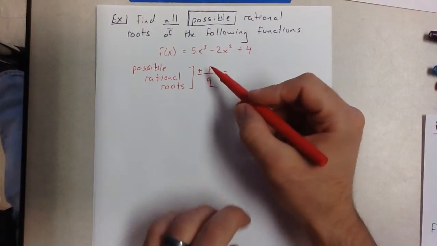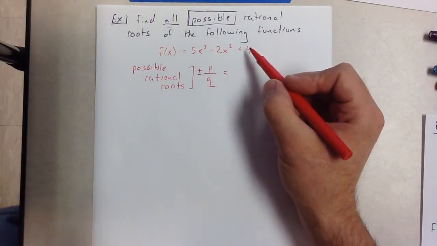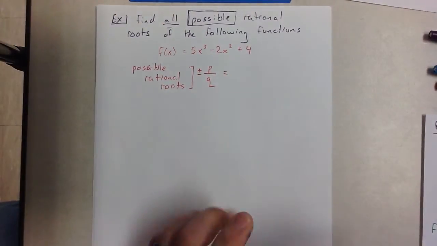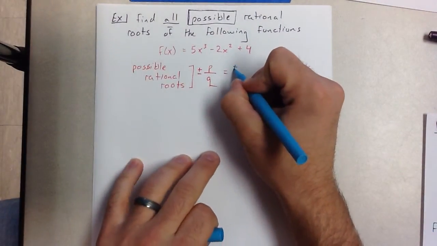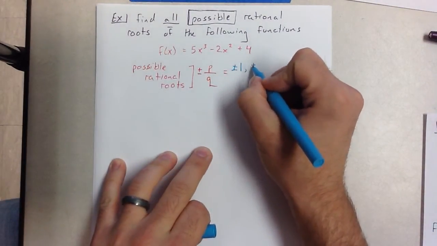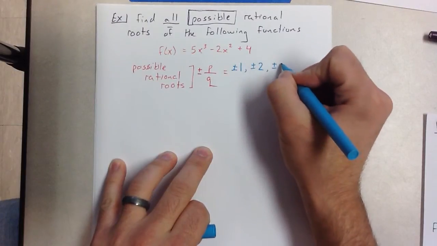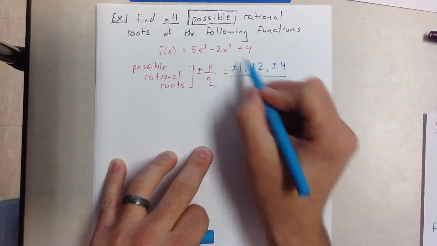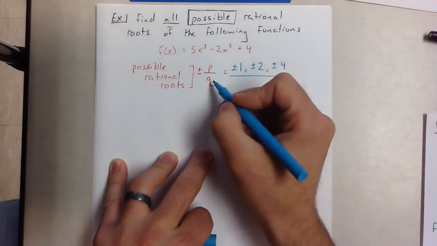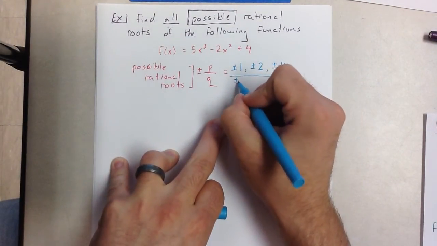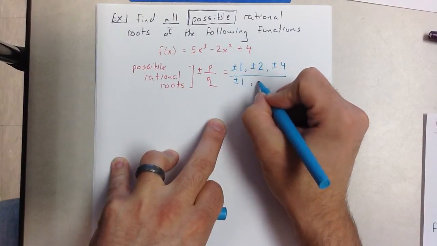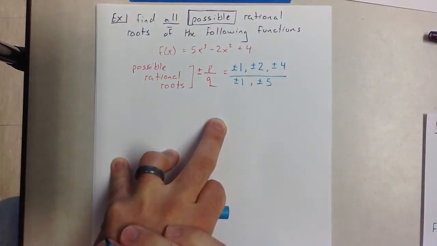P, these are all of the numbers that can be divided into 4, or 4 can be divided by. So that would be positive negative 1, positive negative 2, and positive negative 4. And then our denominator will be all of the possible factors of the leading coefficient. So it's positive negative 1 and positive negative 5, and that's it.